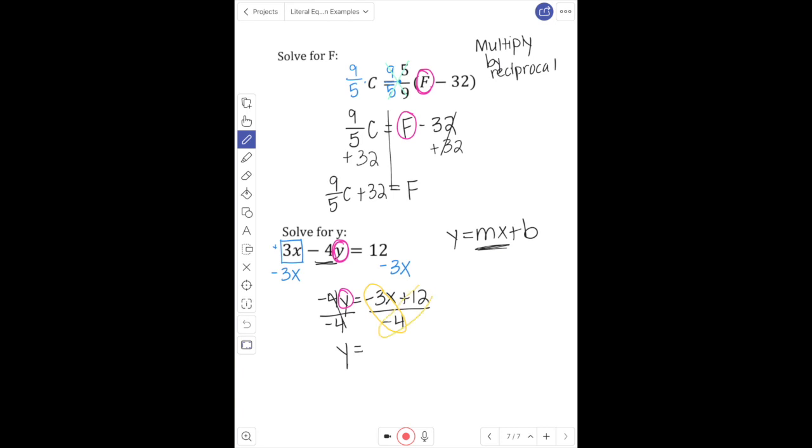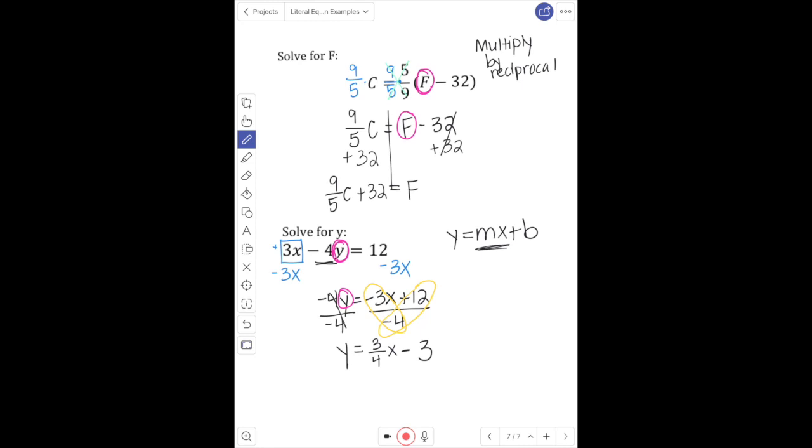And the way that you simplify is you're going to divide both pieces in the numerator by negative 4. So negative 3 divided by negative 4 turns into positive 3 over 4 x. 12 divided by negative 4 is going to be minus 3. And there's my simplified version of y equals mx plus b when you solve for y.